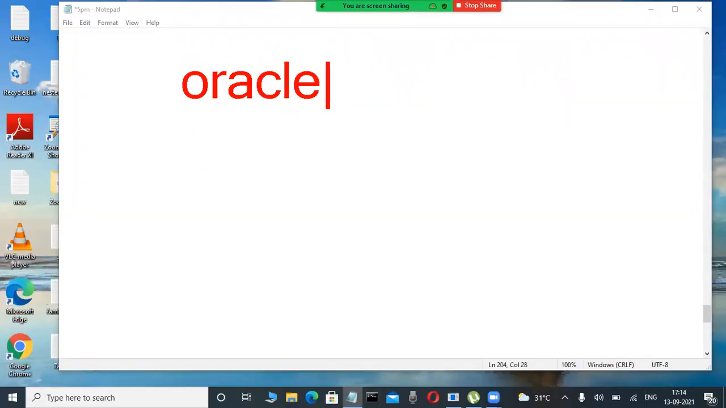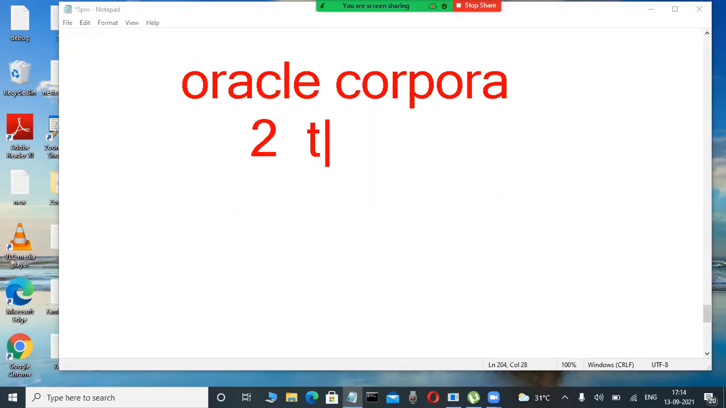Oracle Corporation gives only important tables for practice purposes, and we use those tables daily in learning. Many concepts in the future are learned only through these tables. Unfortunately, today there are only two tables Oracle Corporation gives for practice, and I'm showing those two tables on the screen.